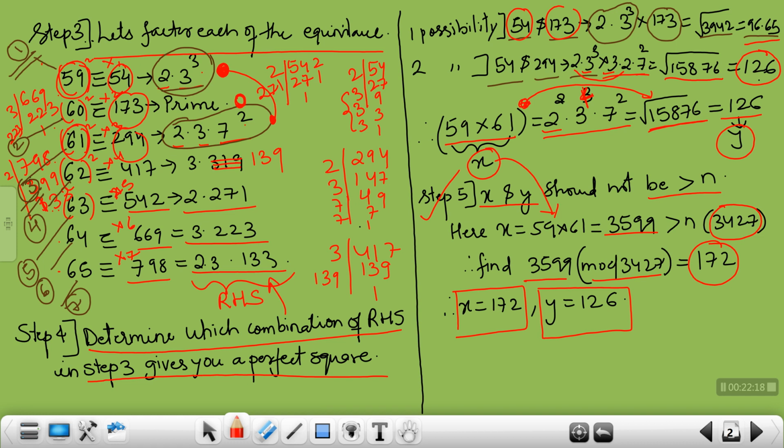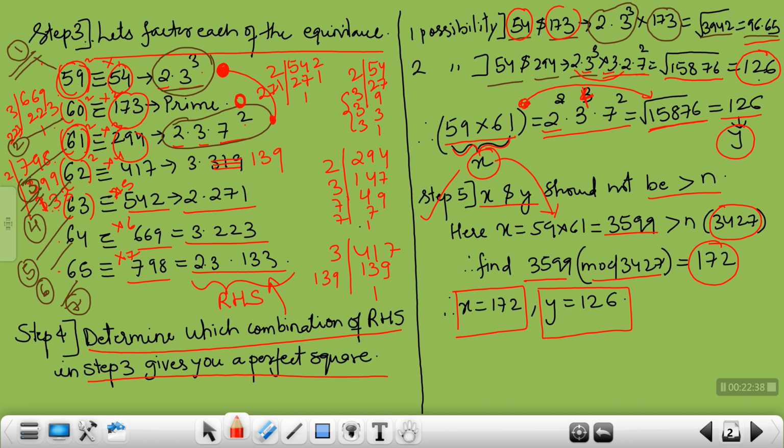So I name these values of 59 and 61, those are nothing but square root of n and square root of n plus 2, the whole square, as the value of x, and y as the value which we have got as the square root of the perfect square, that is y.